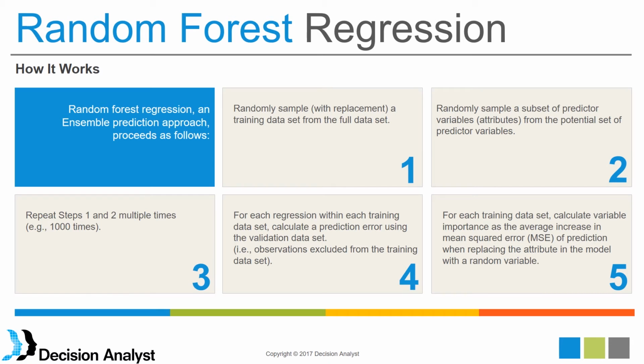In step 4, you run a regression on each training data set. You calculate the prediction error based on the validation data set. And in step 5, for each training data set, importance is calculated for each attribute that was included in that particular regression. And then we understand the predictive accuracy of each attribute based on many, many models.